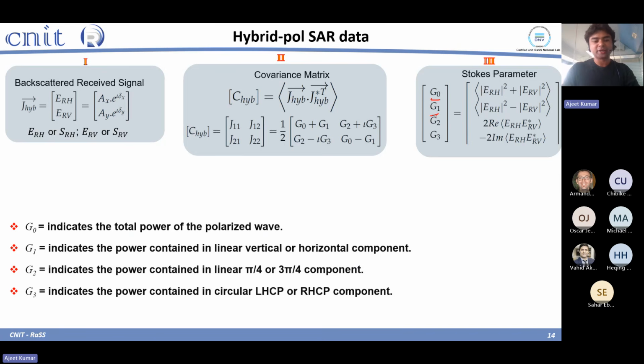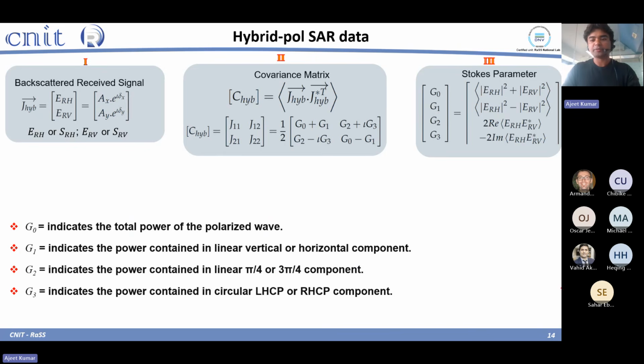G1 indicates the power contained in the vertical and horizontal components, like in this orientation, how much intensity you have. G2 gives you insight about the pi by 4 and 3 pi by 4, you can say minus pi by 4. So the pi by 4 orientation and minus pi by 4 orientation components will be stored in G2, and G3 is for the circular polarization insights.